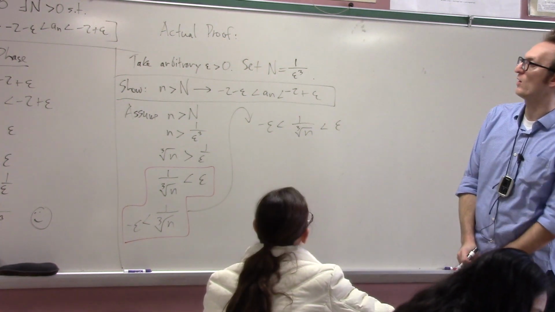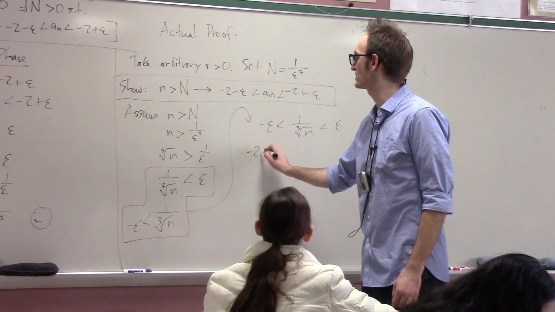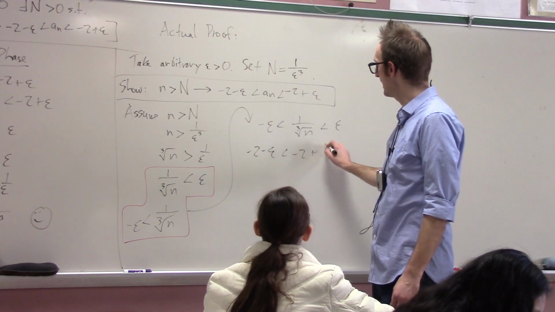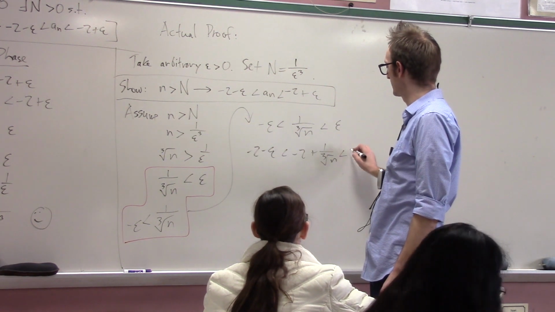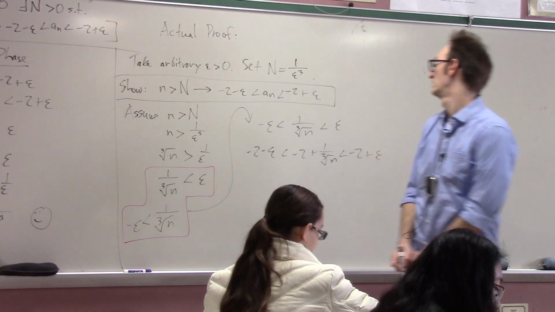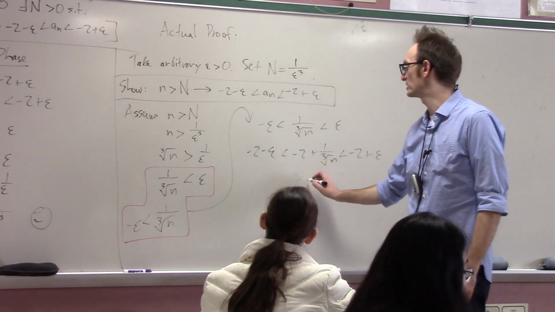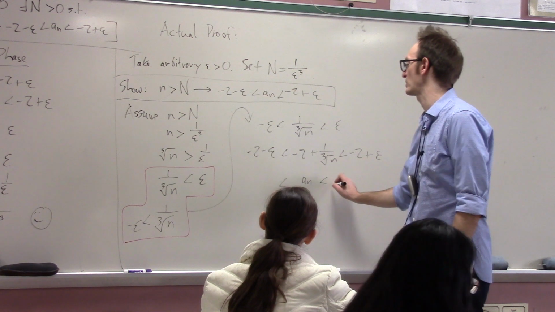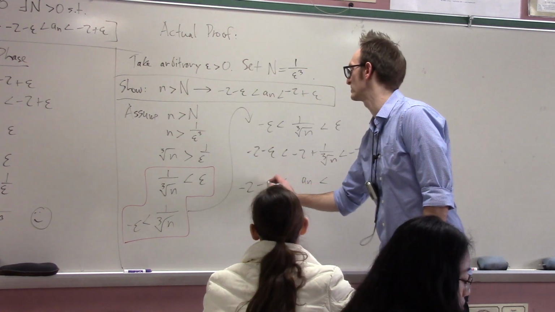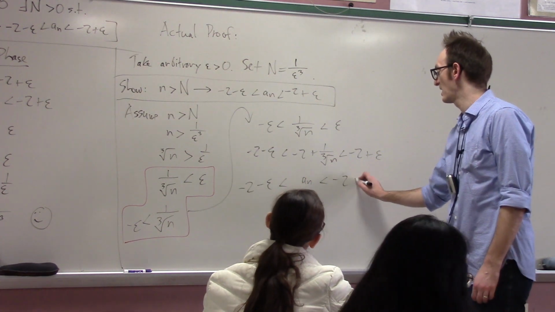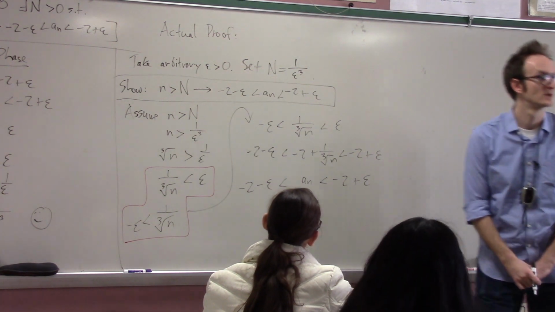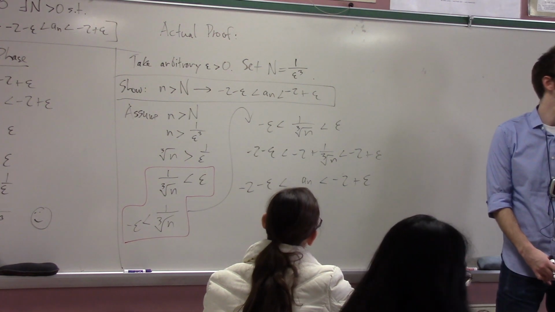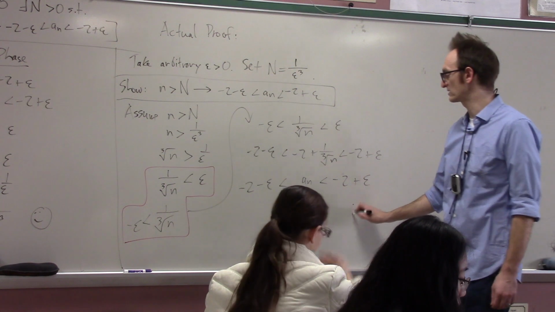Okay, and now the final step is subtract 2. And so we showed exactly what we wanted to show: that the nth term is between -2 minus epsilon and -2 plus epsilon. Cool. Okay, and then that just completes the proof.